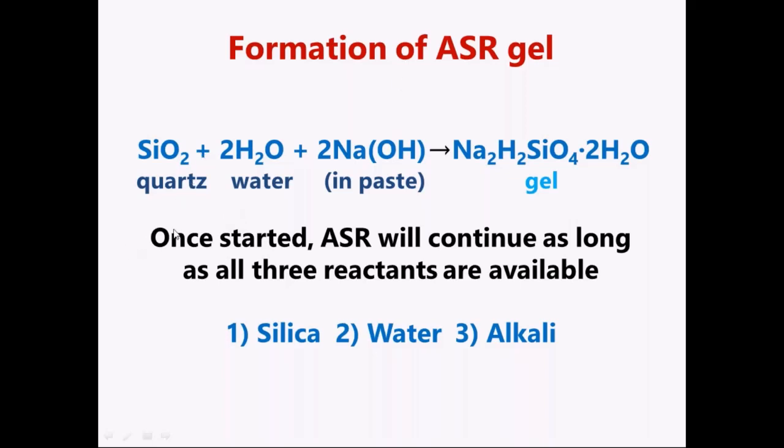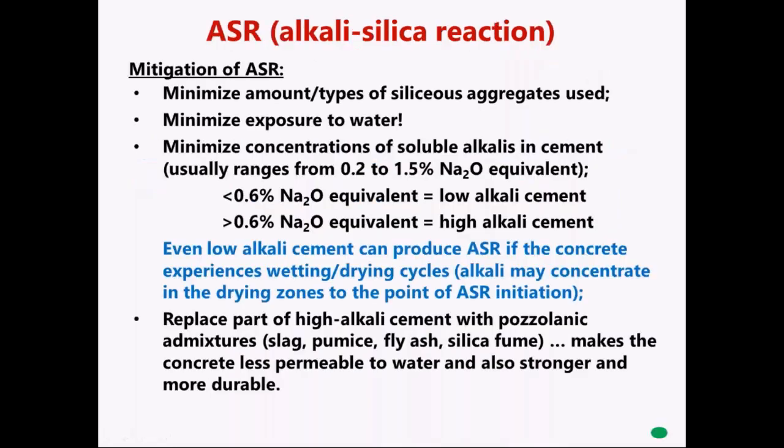So as I mentioned before, you need 3 ingredients to form ASR gel: you need the silica, you need the water, and you need the alkali in the paste. And once those 3 things mix together and ASR starts, you're not stopping it. The only way you can completely keep ASR from forming in the first place is to remove one of those three contributors, but that's not very viable. So what can you do about ASR?